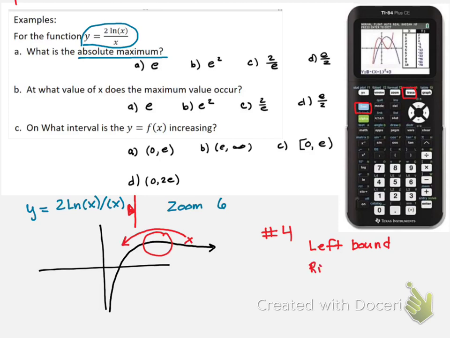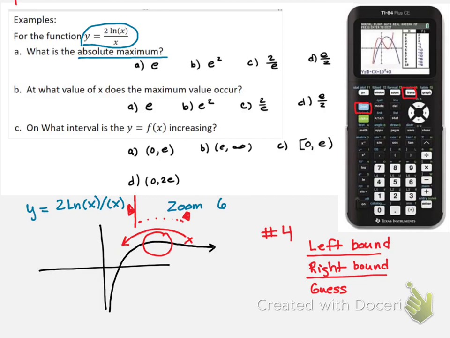The next thing you'll be asked for is a right bound. You'll need to arrow back to where you're right of what you think the maximum is, and you'll hit enter again, and you'll get an arrow like this. It's going to find the maximum between those two arrows. So go ahead and do that. I've done it on my calculator, can't see it on the screen. The next thing you're asked for is a guess. But because you've already given a left bound and a right bound, you can just hit enter, and it's going to find the maximum between those two arrows.